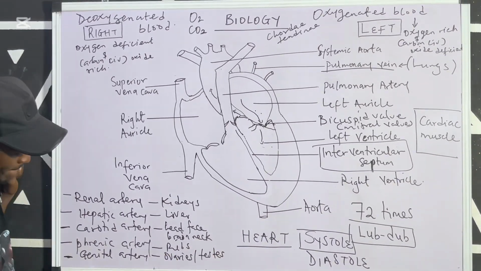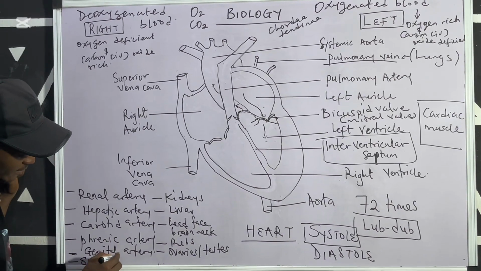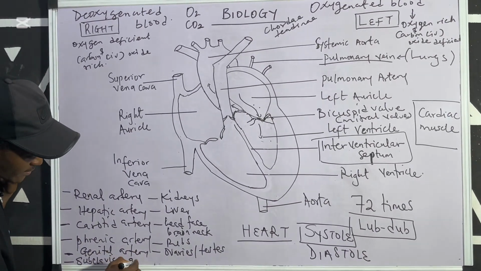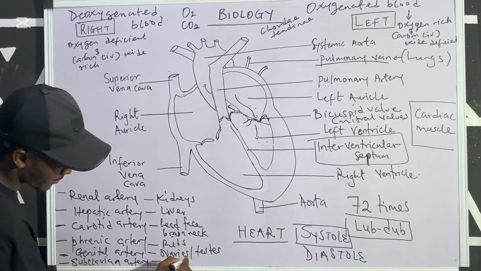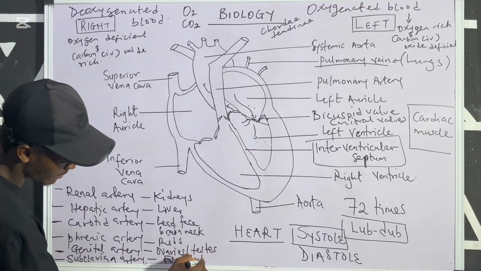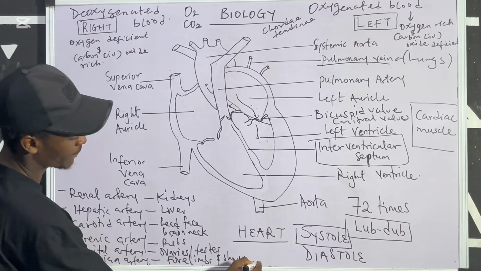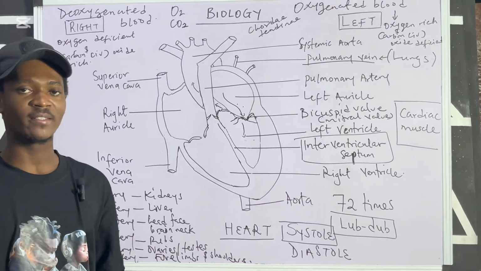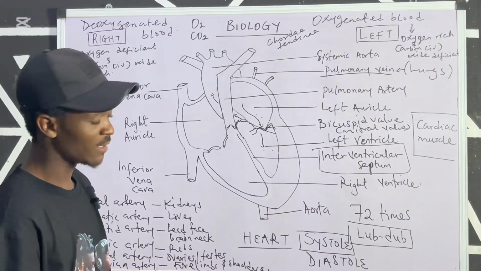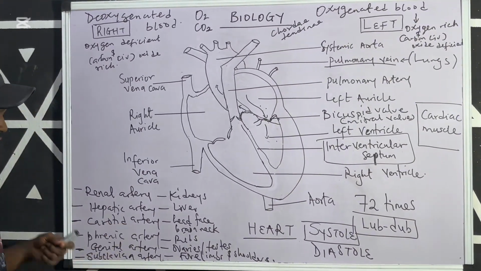Then we have the subclavian. This one takes oxygenated blood to the forelimbs and the shoulders. Then we also have others like the femoral and the iliac, which take blood to the hind limbs and all that. That's oxygenated blood. So you can pause the video and take note of all this.